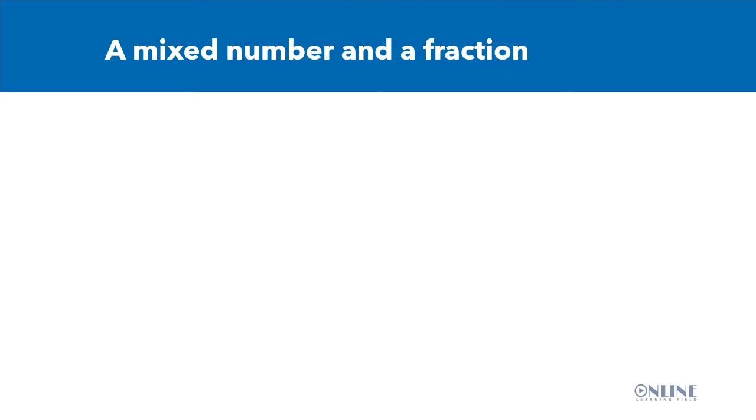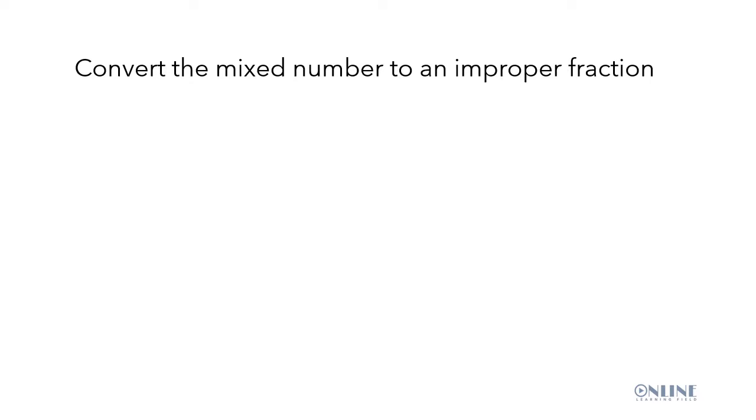Next, we are going to learn how to add up a mixed number and a proper fraction. In this example, we are required to simplify 2 1/3 plus 1/4. The first thing to do is to convert the mixed number to an improper fraction. We do this by multiplying the whole number 2 by the denominator of the proper fraction, which is 3. This will give us 6.